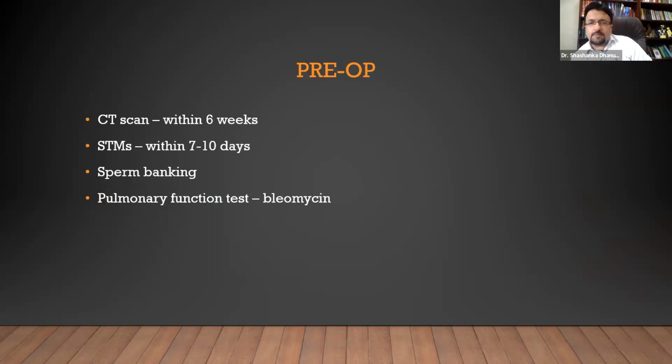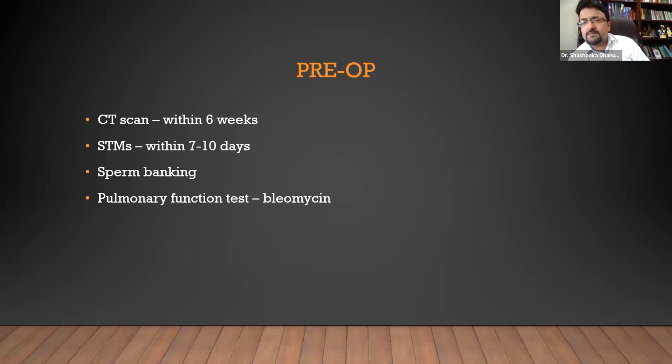All right, preoperatively, these are 3 or 4 things that we have to talk about. Some of them have already been talked about by our residents in the various case discussions. I'm just summarizing them. There should be a CT scan available within 6 weeks of you doing an RPLND. Number 2, your serum tumor markers must be done within 7 to 10 days before surgery. It should not be your old serum tumor markers that you've done, say, 3 months ago.